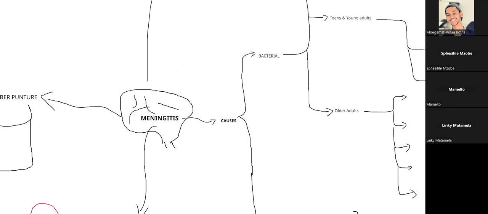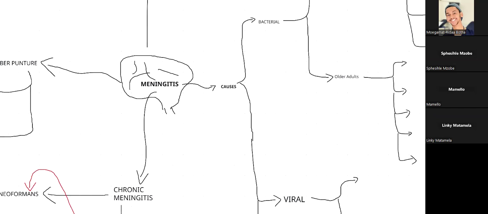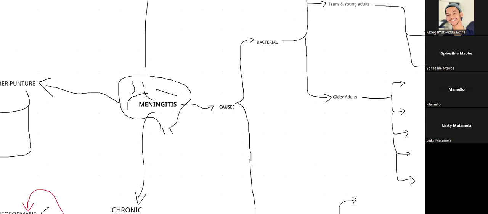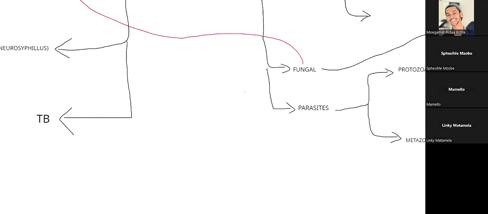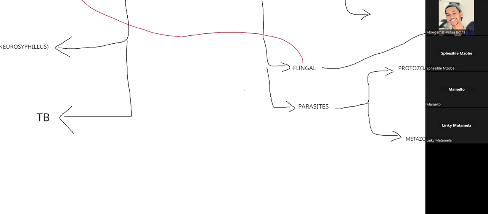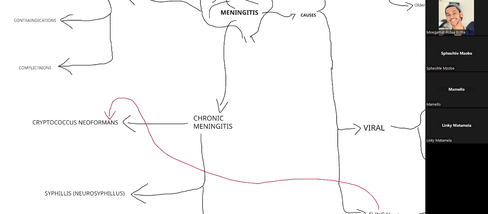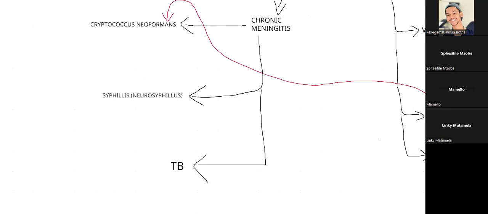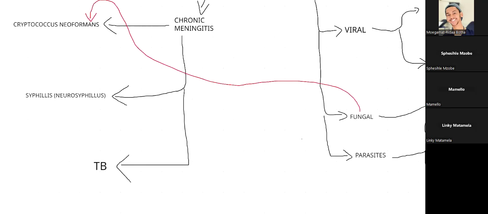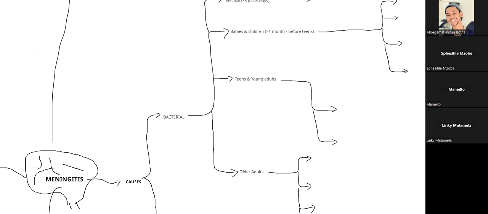Firstly, a very broad overview. I like to classify it as acute and chronic. In acute, you get bacterial causes of meningitis, viral causes, fungal causes, and parasites. For chronic meningitis, you get the fungal one, which is Cryptococcus neoformans, syphilis, and TB. TB is very important in the South African setting as well. Okay, so let's start with bacterial causes.